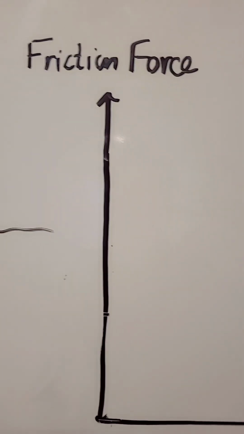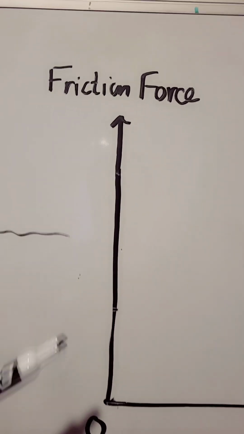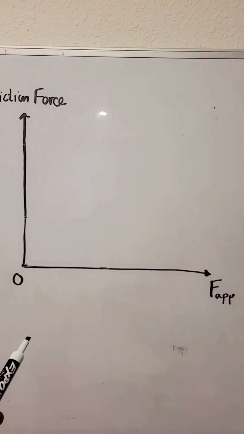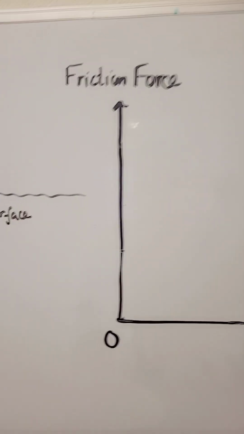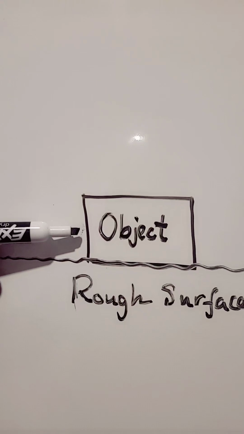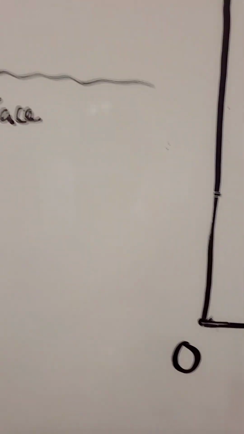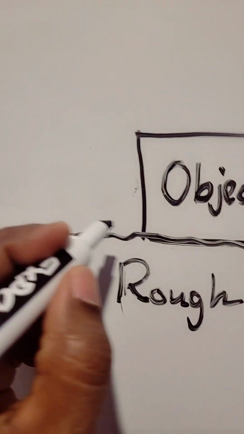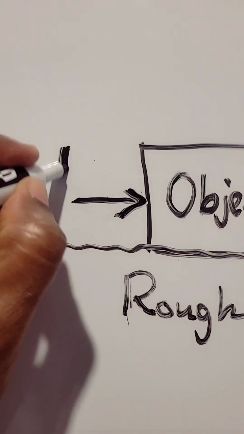So here I have a graph. For the y-axis, I have friction force, and for the x-axis, I have the applied force. Okay, so that's the graph. I'm going to plot this graph in this video. So at the beginning, since there's no applied force, there's no friction force. So this corresponds to 0, 0, that point. Okay, now I'm going to apply an applied force. You can see that's my applied force, F applied.